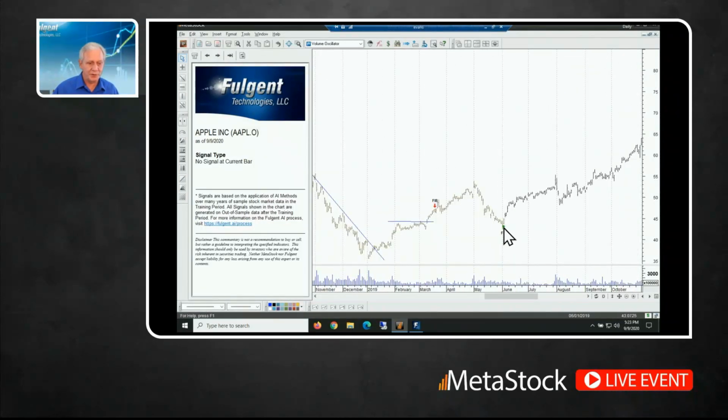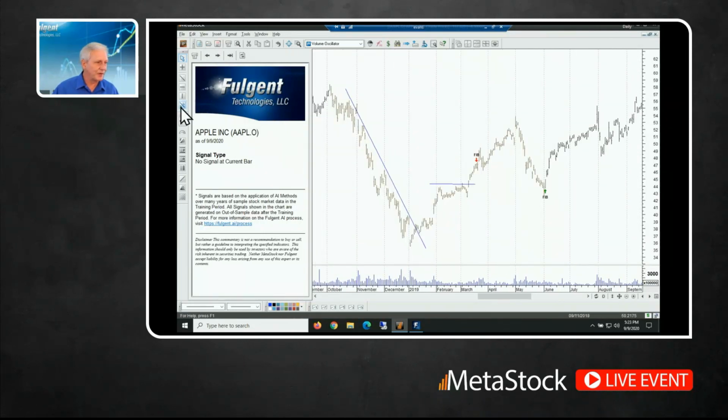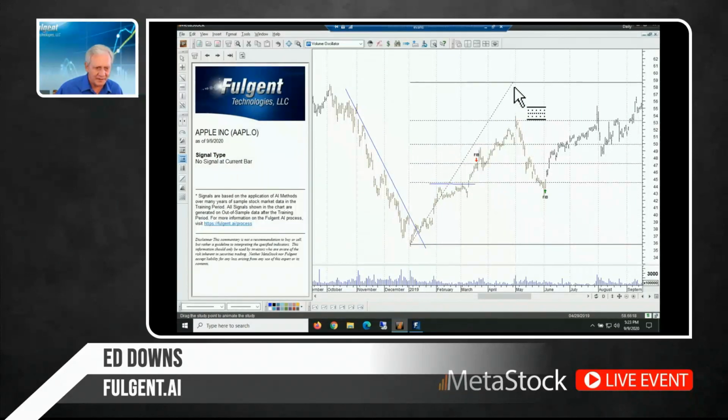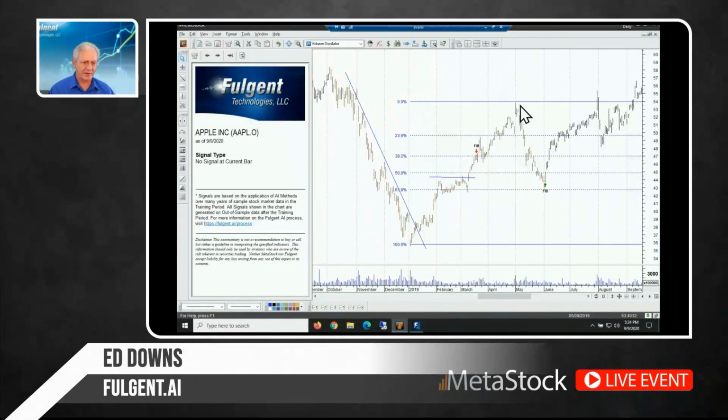Here is a beautiful 50%. Now, how do I know what that is? Well, because I can go over here. I know MetaStock has this great little tool. If I can find it, I think it's this one. Yeah. And so this is the retrace. A 60.